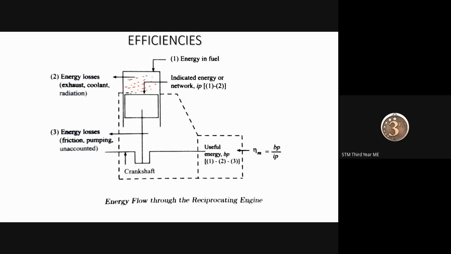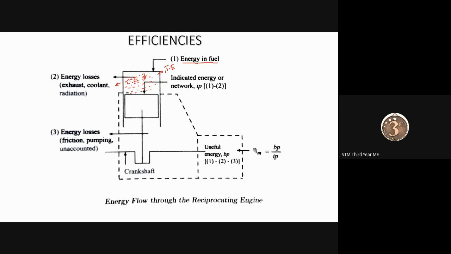You have to understand that this is the place where the combustion of fuel occurs. The first one is the energy in the fuel, which means the energy contained in the fuel. Then the combustion of that fuel happens and the total energy is developed here. A little amount of that total energy is lost in the form of cooling, radiation, exhaust, everything.